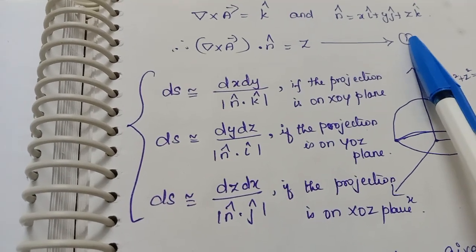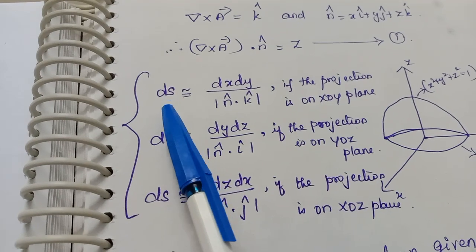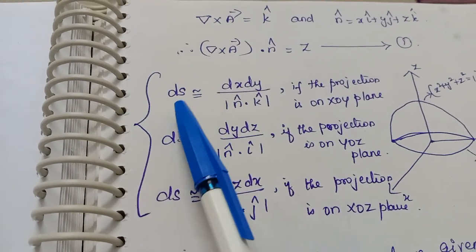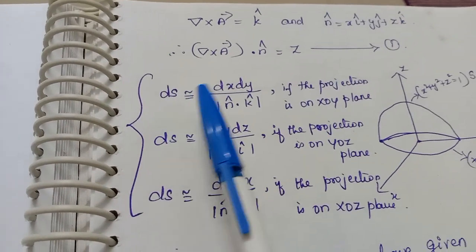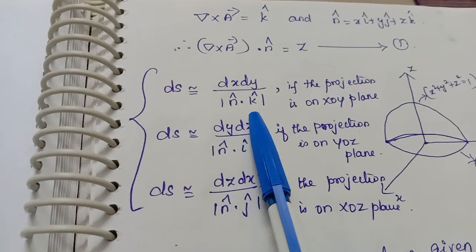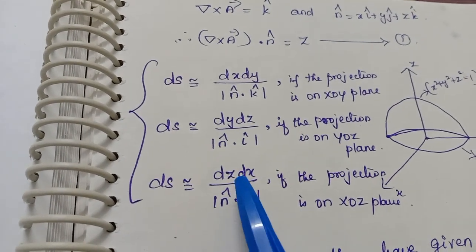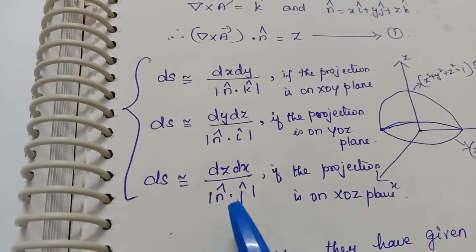So let us take this as 1. Next, we have to replace the dS in the integral. For replacing this dS, we have three different options. One is dS = dx dy / (n·k), or dy dz / (n·i), or dz dx / (n·j). We can take any one of these depending on the problem.